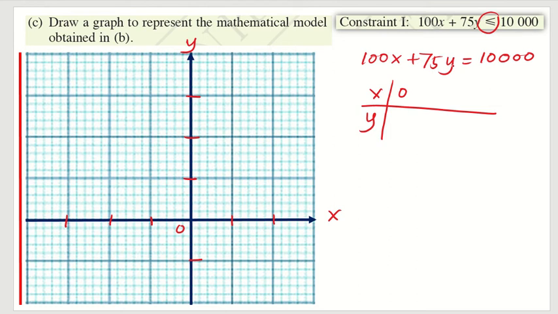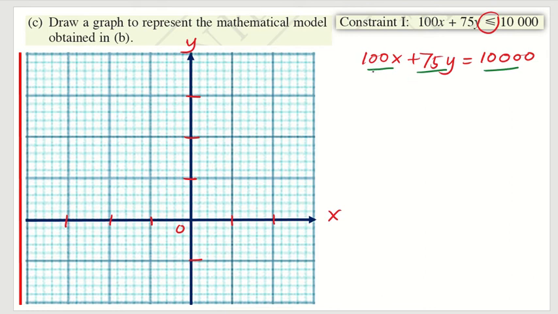So what is your y? y is 10,000 over 75. 10,000 over 75 is how many? Is it hard for you? So what is the easier way? The easier way is, when you see the equation, if you can simplify, simplify first. So what is the common factor among the 3 terms, 175 and 10,000?